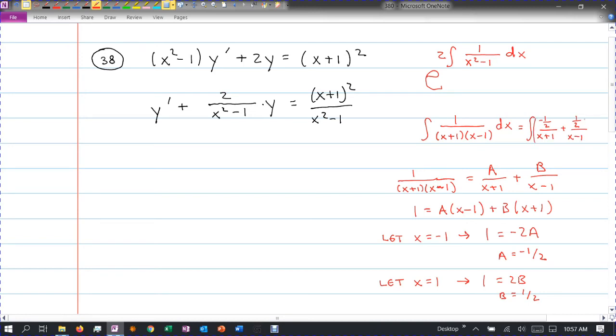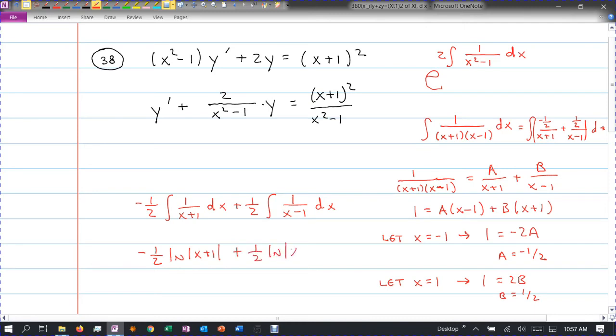So we're trying to integrate that. All right, that should be pretty straightforward. I'm going to continue that over here. We have negative 1/2 integral of 1 over x plus 1 dx, and then we have plus 1/2 integral of 1 over x minus 1 dx, and those are just natural logs. So negative 1/2 natural log of x plus 1, and then plus 1/2 natural log of x minus 1.